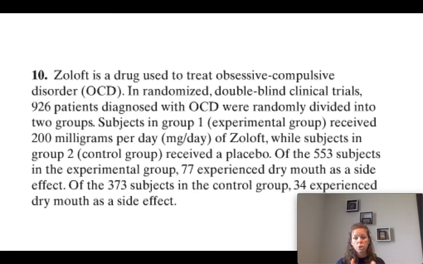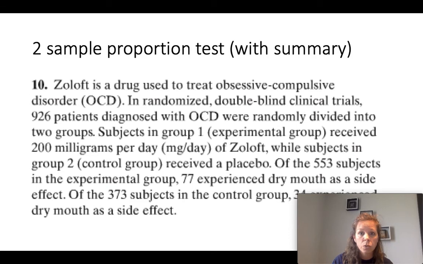Okay, so question number 1, what are we measuring? Is it a mean or a proportion? They have dry mouth or they do not. So this is a proportion. This is a two-sample proportion test, and we have the summary here, not the data. Okay, we don't know which patients had dry mouth and which did not. We just know how many.